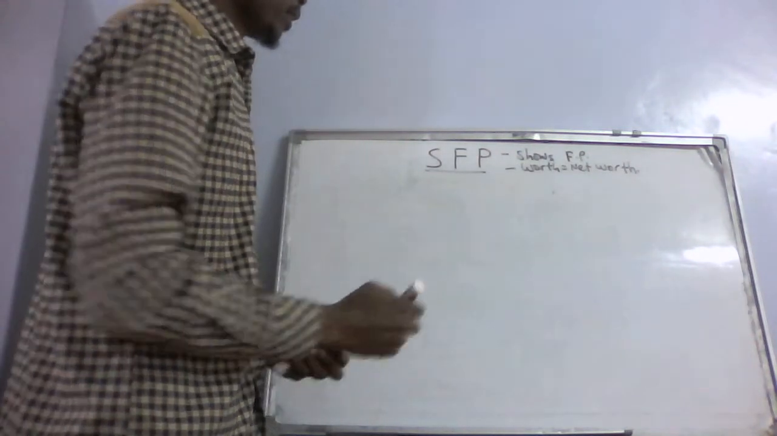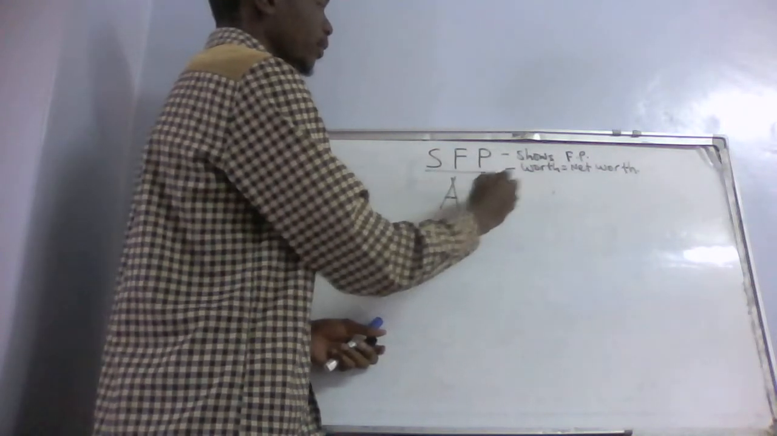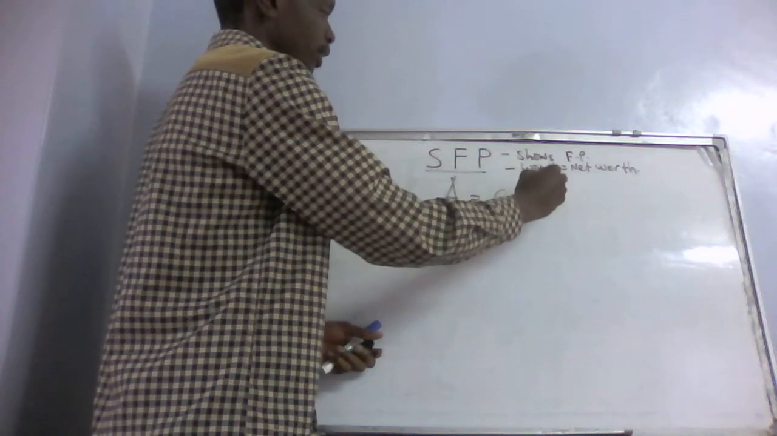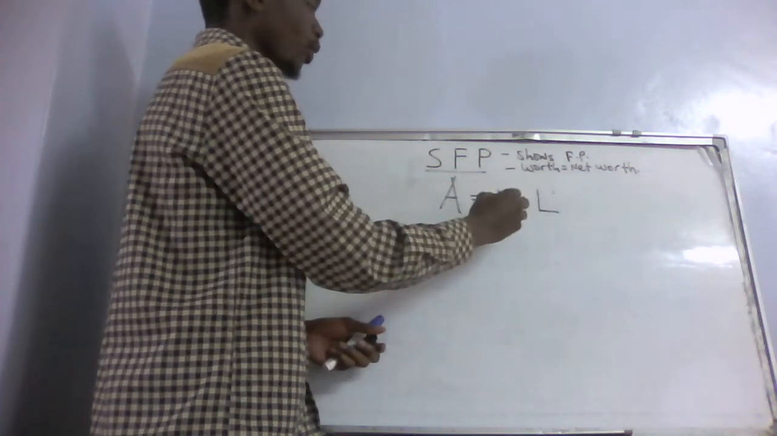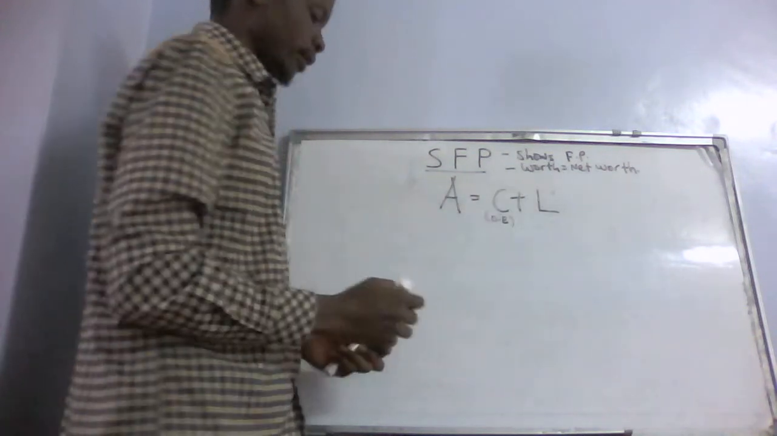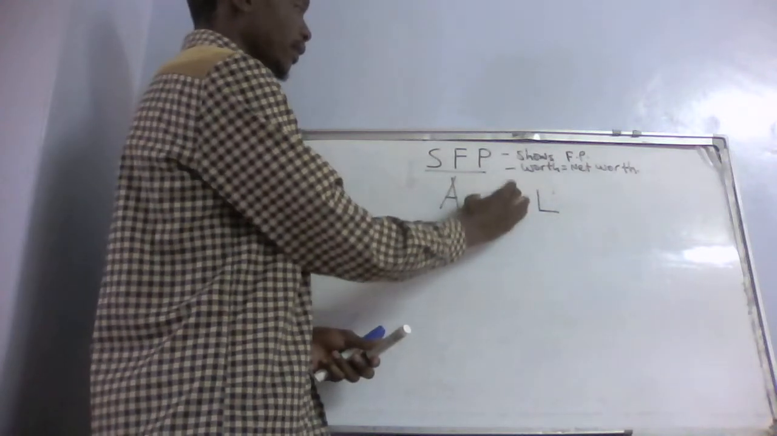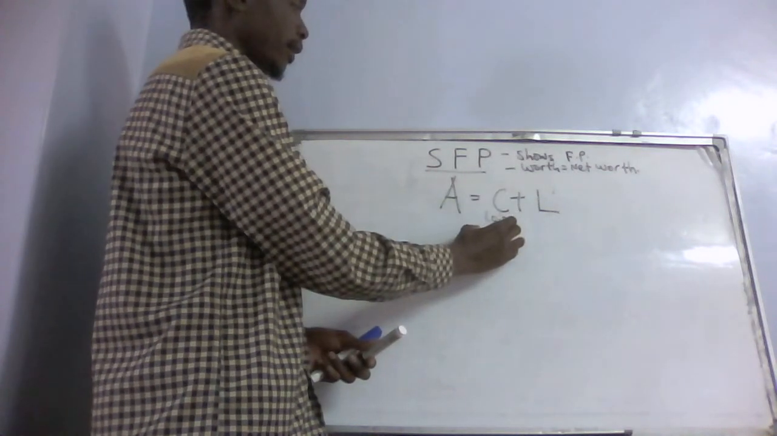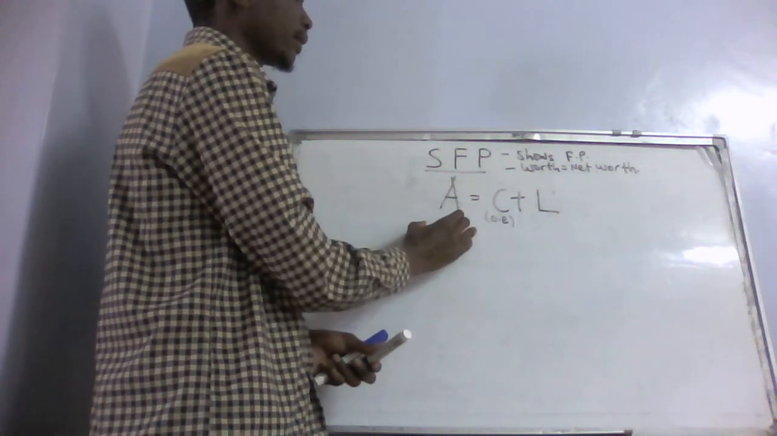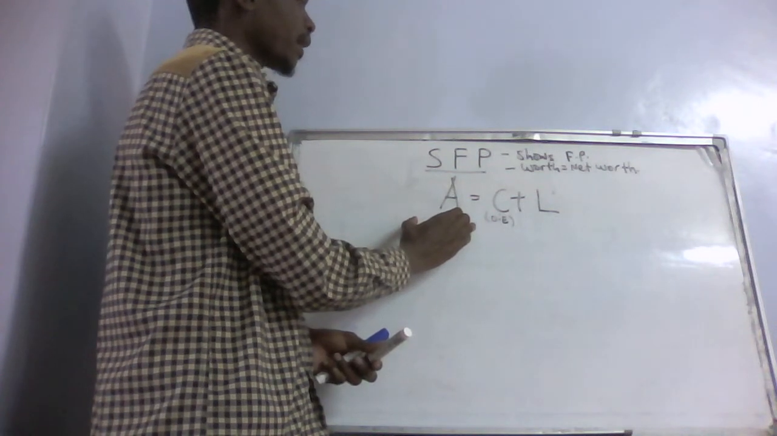Now if you look at the accounting equation, it is like this: asset is equal to capital plus liability. I mean, asset is equal to owner's equity plus liability. So if you look at this, owner's equity, this capital, is the net worth. Asset is the worth, but the worth, there may be some claims to the worth.